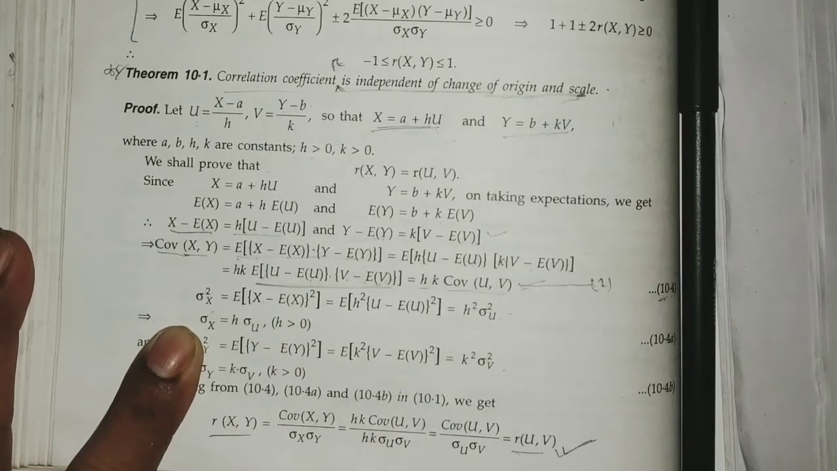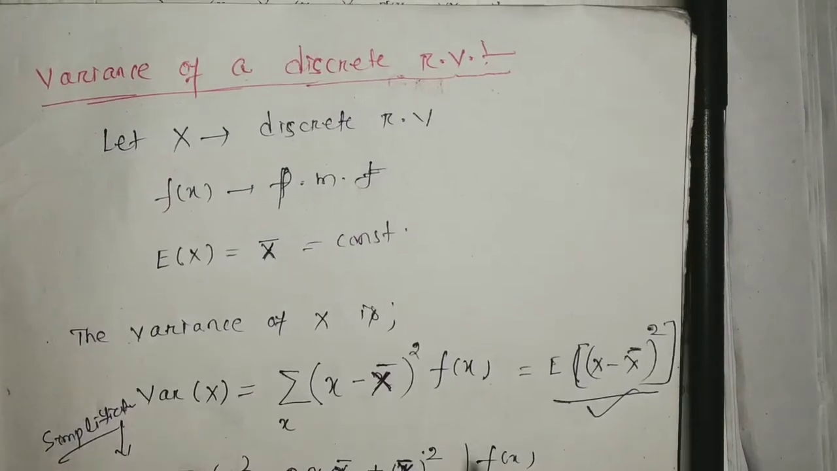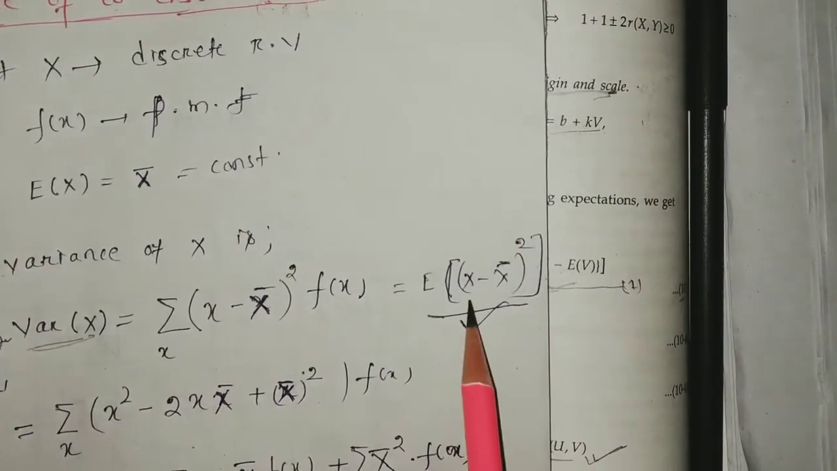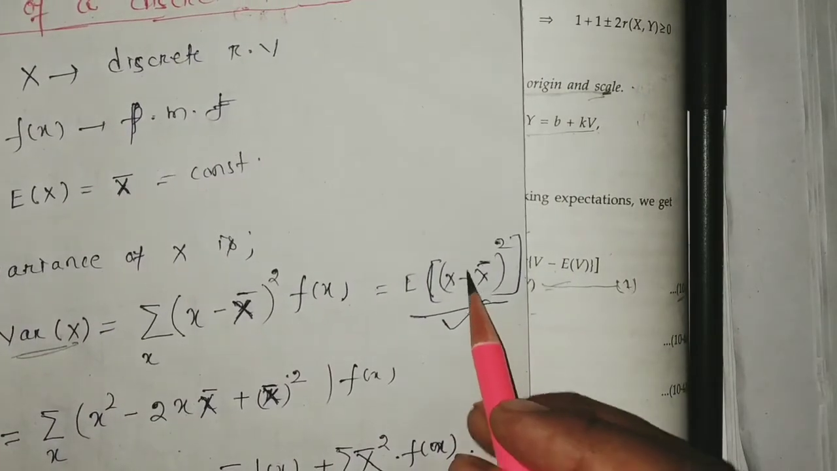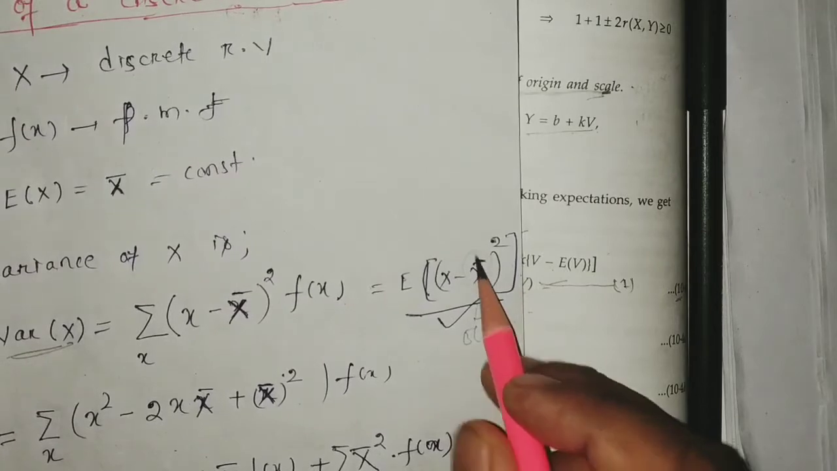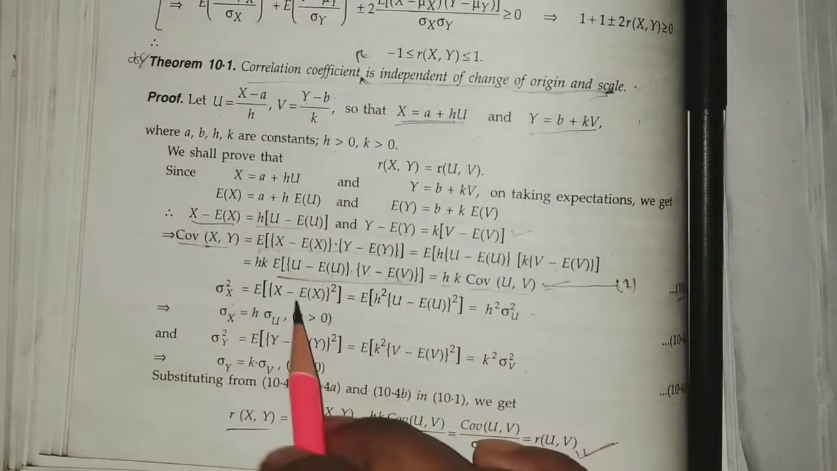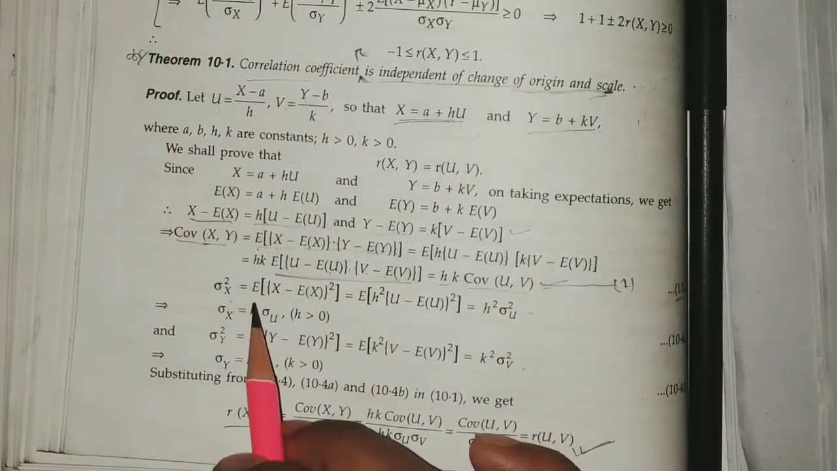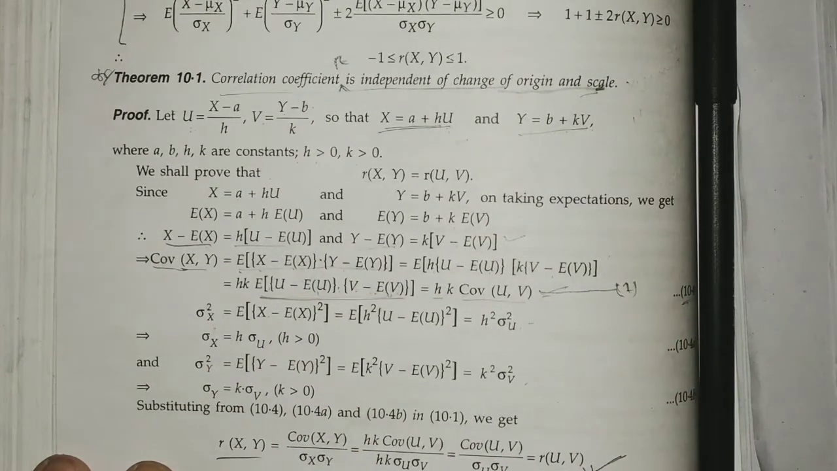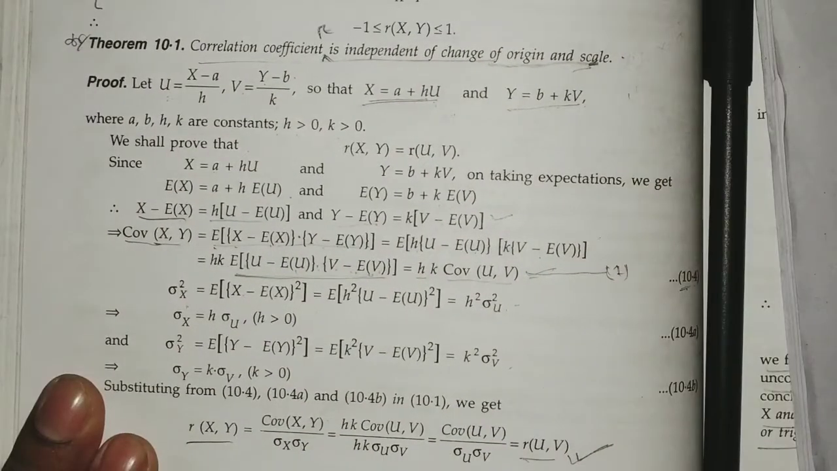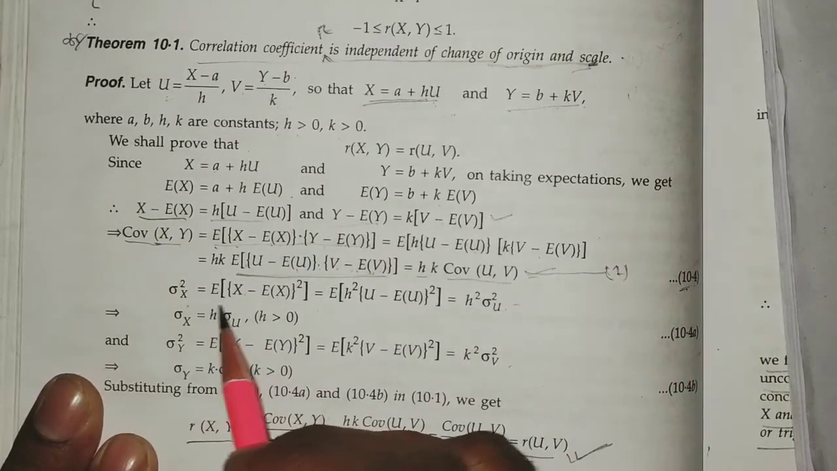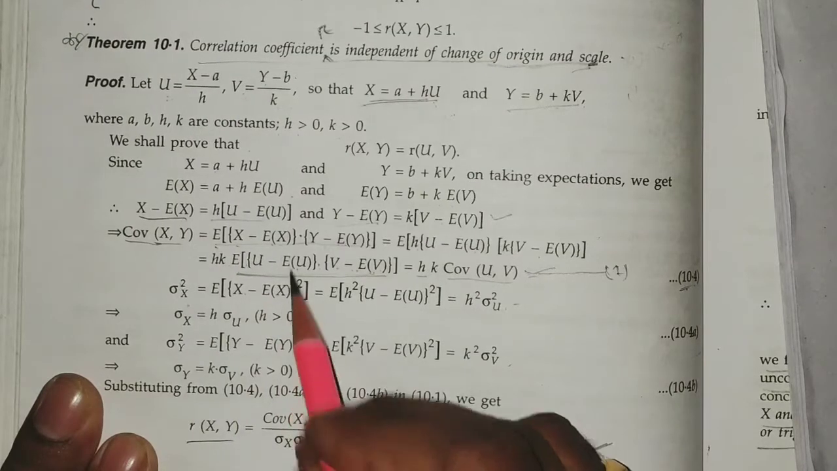Already we have discussed. You can check your note that variance of x is nothing but expectation of x minus x bar, which is nothing but your expectation of x, whole square. The same thing has been written. The variance of x, that means sigma x square, will be expectation of x minus expectation of x whole square.